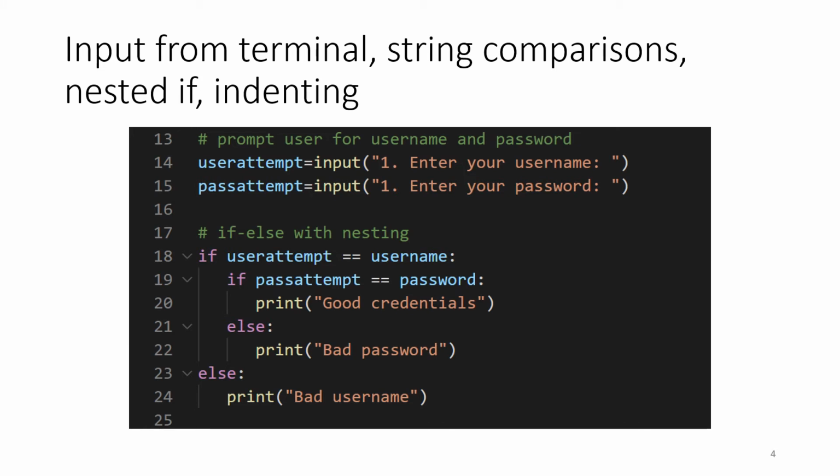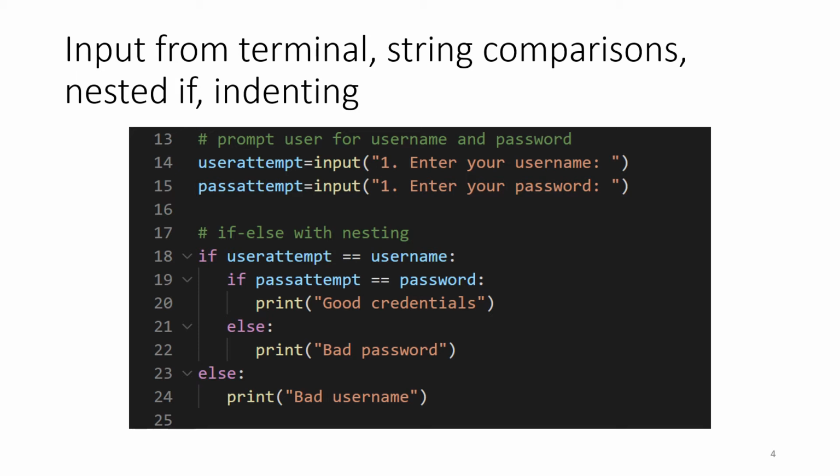Lines 14 and 15, we are prompting the terminal user to enter a username and password by using the input method. Then in line 18, we start our if-else structure, and we ask if the attempted username put in by the user and the actual username, if those two strings are equal. So it's an easier string comparison than, say, in other languages where you must use some sort of string compare method. It will directly compare the value of one string and the value of the other string to see if they are equal.